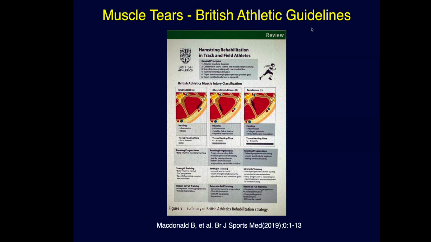So the British guidelines were to look at the location as well as the size of the tear. And you could use the whole thing, but in those that had type C, involving the intramuscular tendon, then you should delay return to sports for 2 to 4 months.